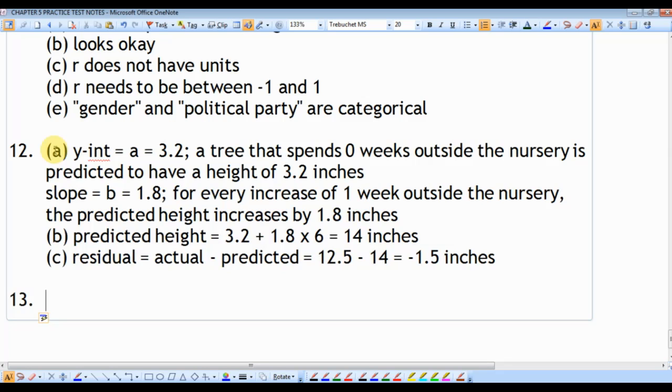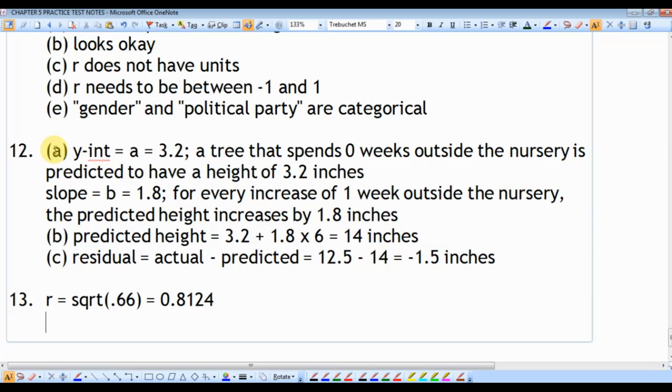Okay, 13. A regression line between train departure time after 5 and travel time found an R squared of 0.66. The relationship has a positive correlation. So what is the value of R? Don't you just do square root? Yeah, you're just going to do square root of 0.66. 0.8124. Is that A? Mm-hmm. Good.